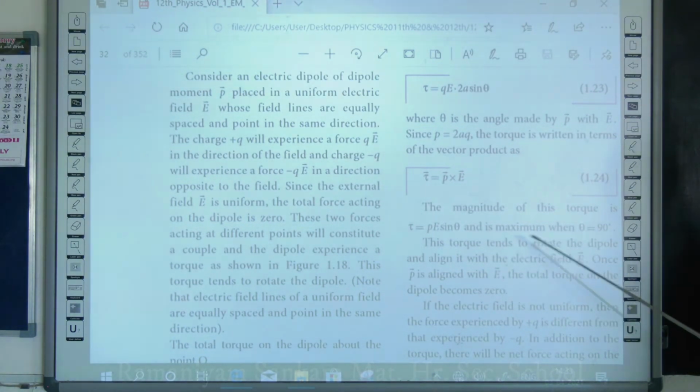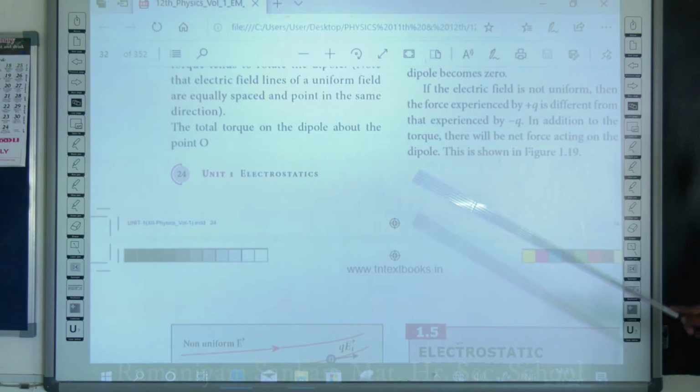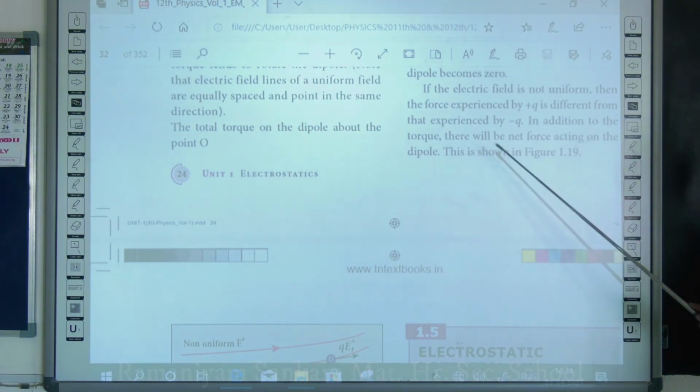The torque is maximum when theta equals 90, and zero when theta equals 0, since sin 0 is 0. This torque tends to rotate the dipole and align it with the electric field E. Once p is aligned with E, the total torque on the dipole becomes 0. If the electric field is not uniform, if the lines are not parallel and are curvilinear, then the force experienced by plus q is different from that experienced by minus q. In addition to the torque, there will be a net force. Very important, one more question.